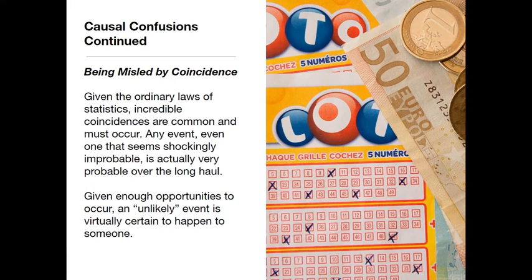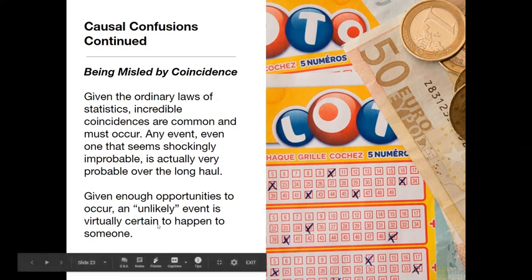And of course, everybody said, that's impossible, you must have cheated. But if you look at the probabilities, we expect somebody to win the lottery twice, given how long lotteries have been in place, right? So given the ordinary laws of statistics, incredible coincidences are common and even must occur. Any event, even one that seems shockingly improbable, is actually very probable over the long haul. Given enough opportunities to occur, an unlikely event is virtually certain to happen to someone at some point, right?